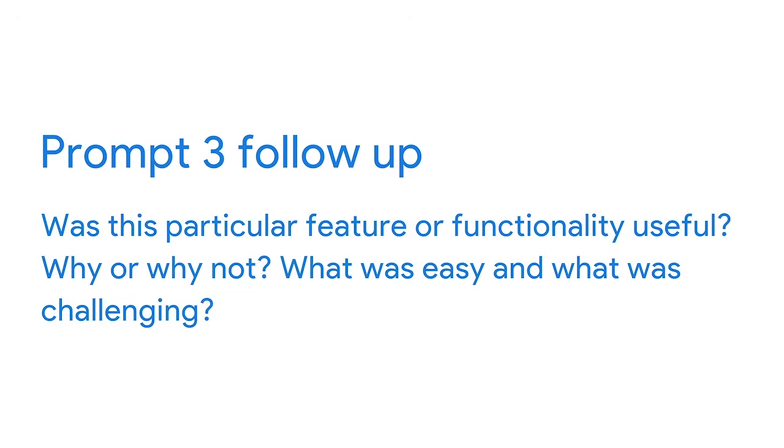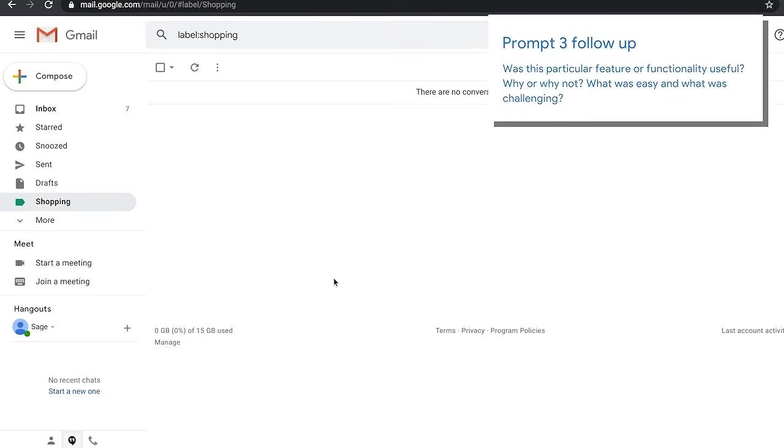Prompt 3 follow-up. Was this particular feature or functionality useful? Why or why not? What was easy and what was challenging? For me, this idea is okay, but what about colorblind people? Did Google think about that? It's not practical for everybody.